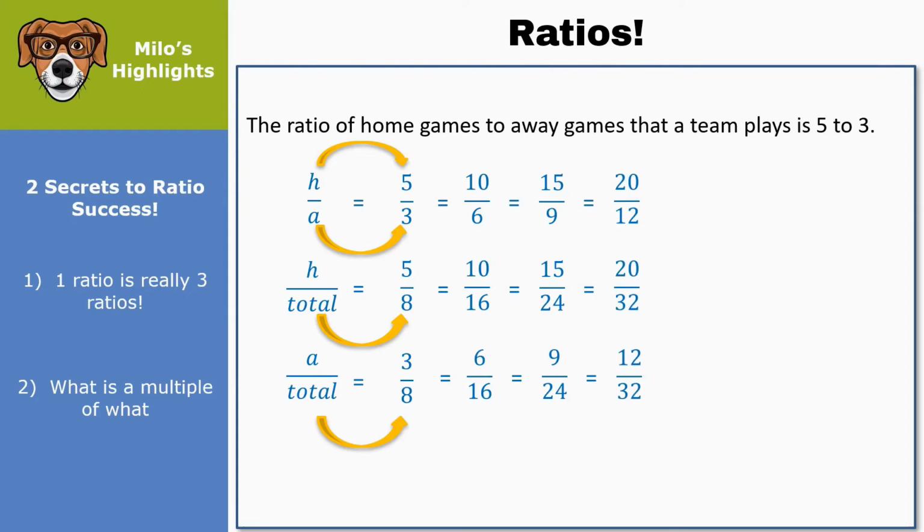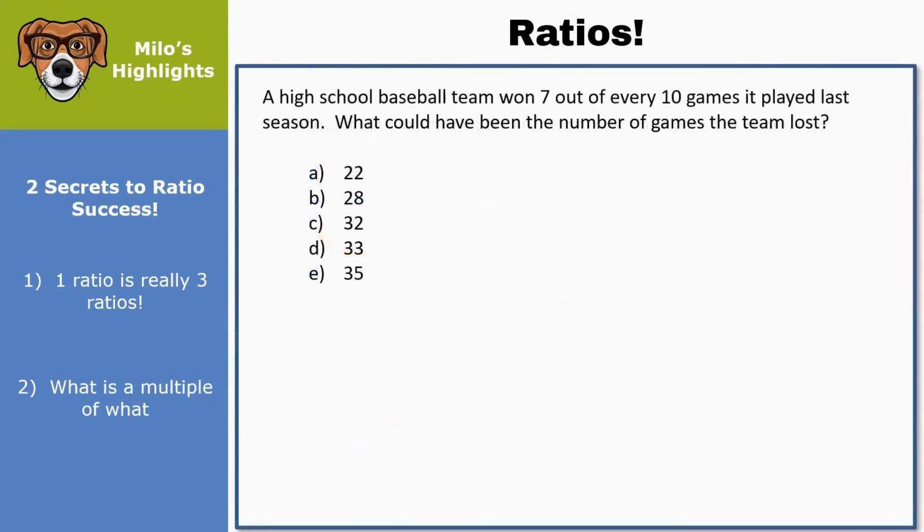Now, these two secrets, knowing how to turn one ratio into three ratios and knowing what must be a multiple of what, is dead useful on the test because you're going to be asked a question like this. A high school basketball team won 7 out of every 10 games it played last season. What could have been the number of games the team lost?